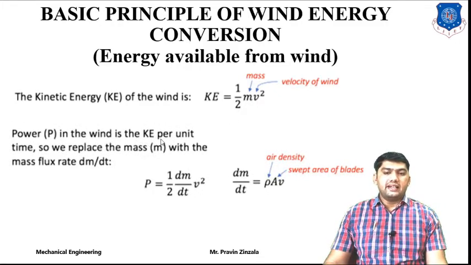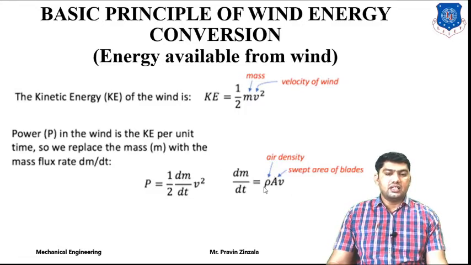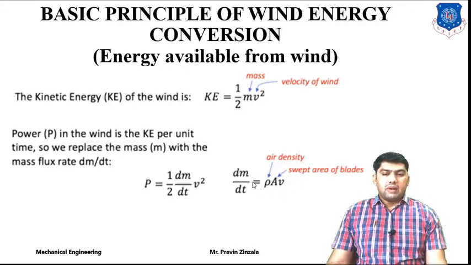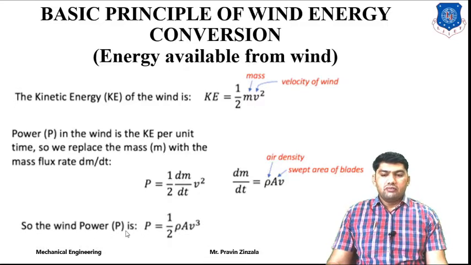So the power in wind is kinetic energy per unit time. We can replace the mass with the mass flux rate, dm by dt, which is equal to density into area into velocity, that is rho A V. By inserting this into the power equation, the final wind power is equal to 1/2 rho A V cube.